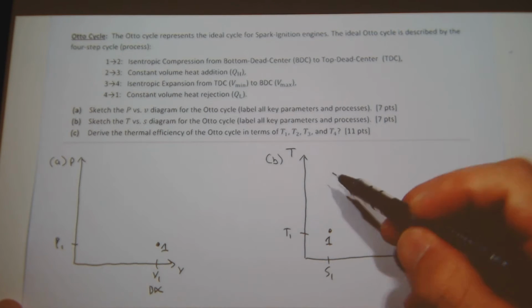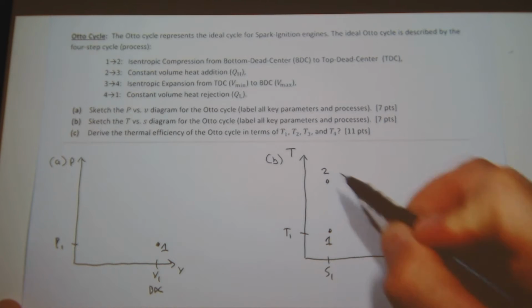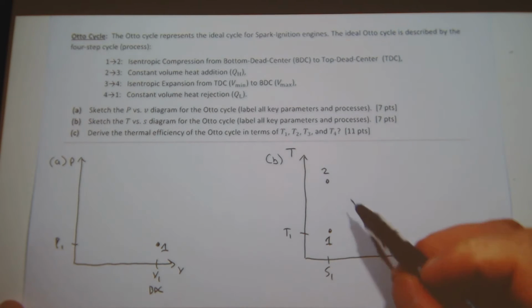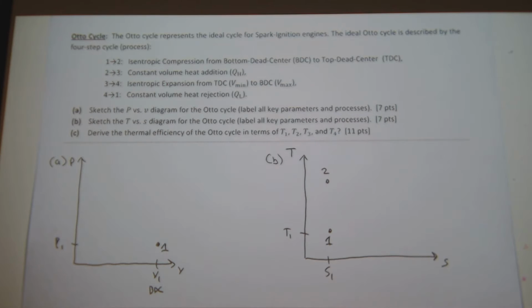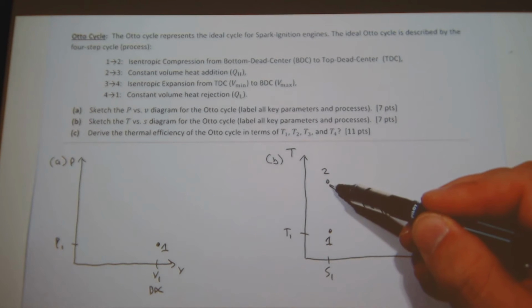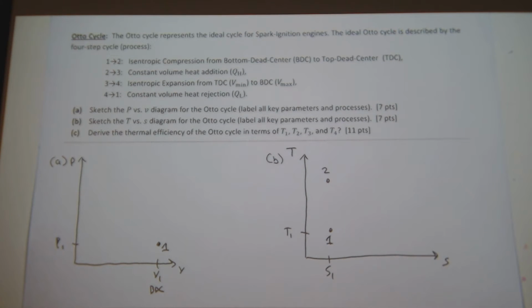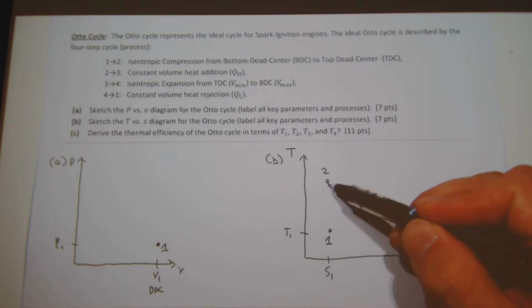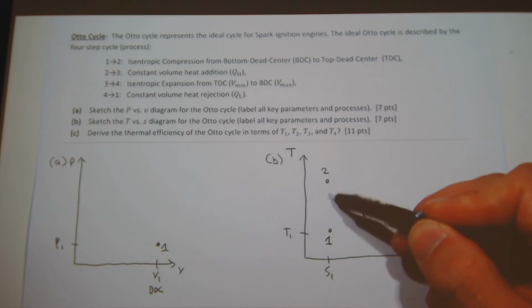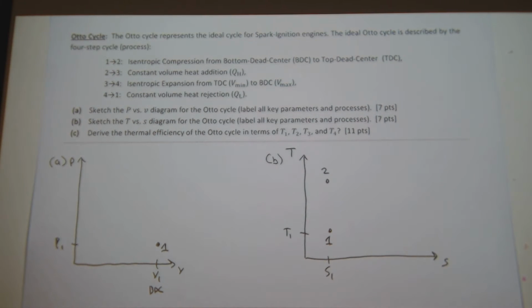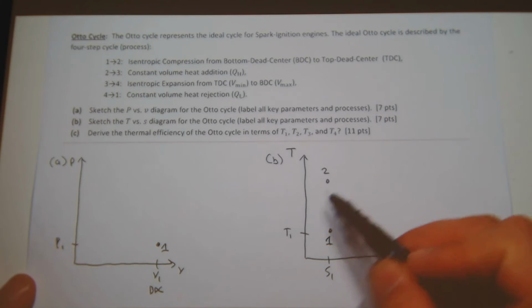And if I have a line, what's the area under the curve for a straight line? 0. So isentropic, delta S equals 0. There's no net heat in, no net heat out. Adiabatic. So I have a process like this.